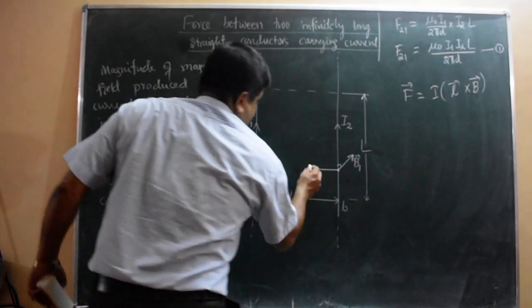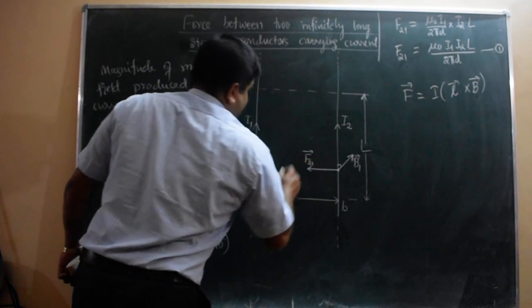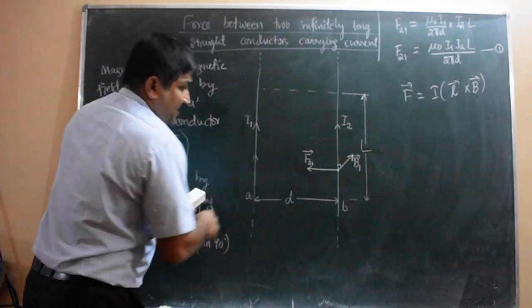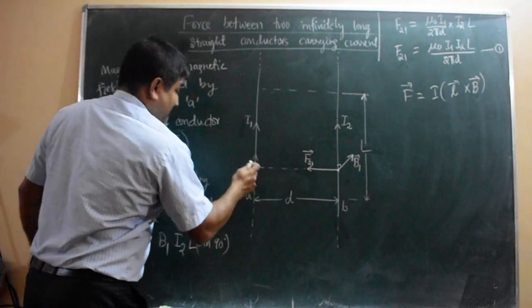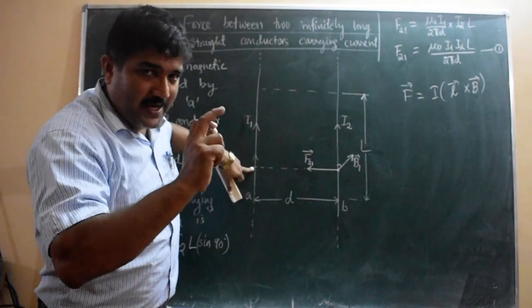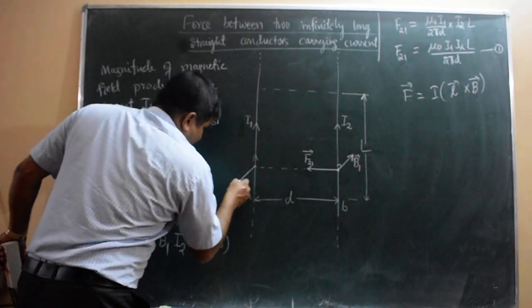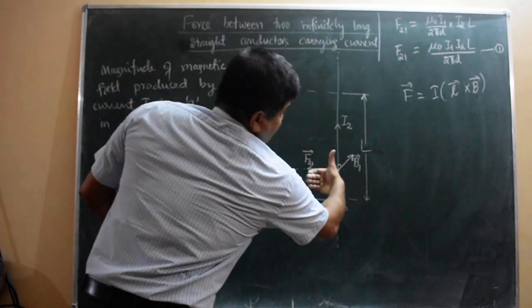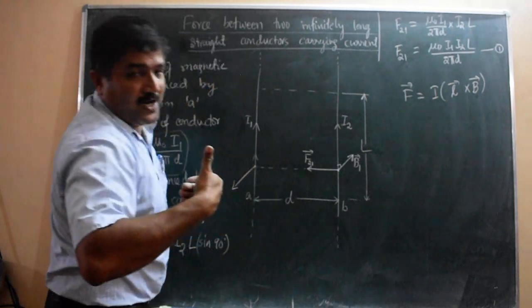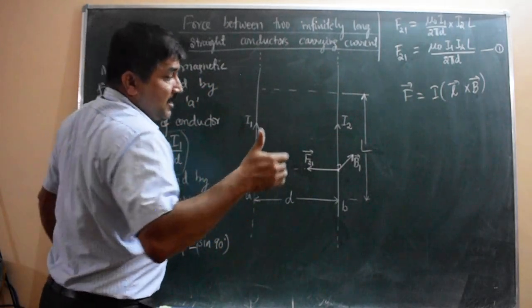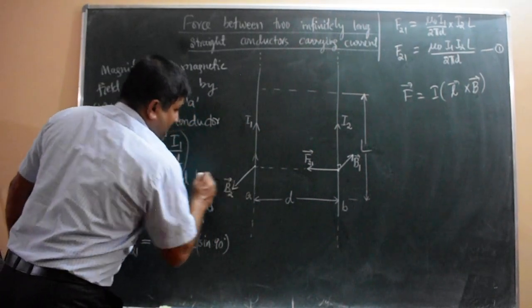The force F21 is this way. Similarly, I can write the direction of the force F12. Now you see the magnetic field in the region of conductor A due to the current I2 is this way. Because for a straight conductor carrying current upward, the field on the left side of the conductor is coming out. Magnetic field is normal outward here, and inward on the other side. So the magnetic field B2 is normal outward like this.